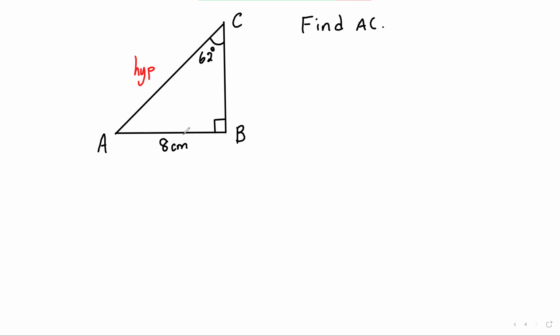Actually it's the opposite, because the angle of reference here is this angle, 62 degrees. So 8 centimeters, that side AB, is opposite angle C, so that makes it the opposite side. Which ratio uses the opposite and hypotenuse? Yes, sine. We recall that sine of an angle theta is equal to the opposite over the hypotenuse. And now let's substitute our values in there.